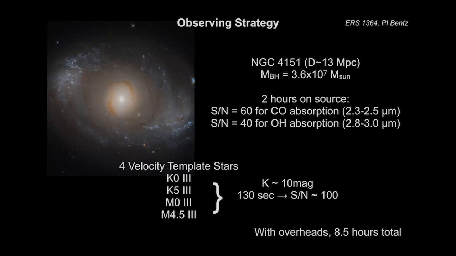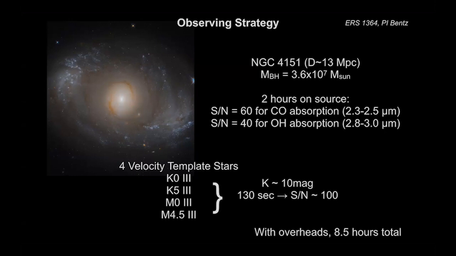And so these are giant, late-type giant stars spanning spectral classes from K0 to about M4.5. They're all fairly bright at 10th magnitude in the K band, which means that they really require quite short exposure time, about 2 minutes per object, and will easily get signal-to-noise greater than 100 per resolution element in the continuum for each of these objects.